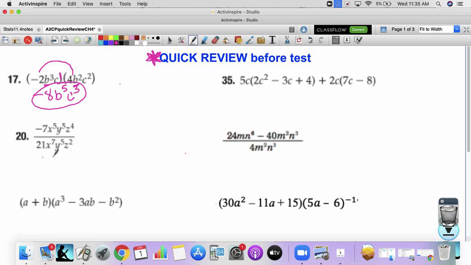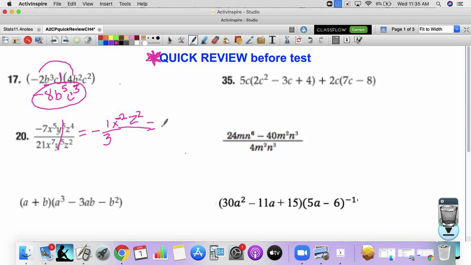Next, we could have a monomial divided by another monomial, and this is just like simplifying a fraction. So negative 7 divided by 21, well, a negative divided by a positive is a negative, and 7 goes into 21 3 times, so I could rewrite this as 1/3. Then my x's, our exponent property here is top minus bottom power, so 5 minus 7 is going to give me an x to the negative 2. I'm going to look at my y's. They're going to cancel because they have the same exponent. Z to the fourth over z squared, so I'm going to do 4 minus 2 is 2, so I'm going to have z squared here.